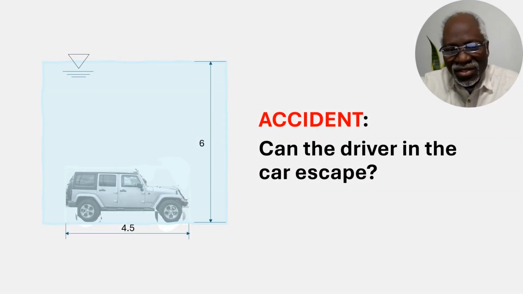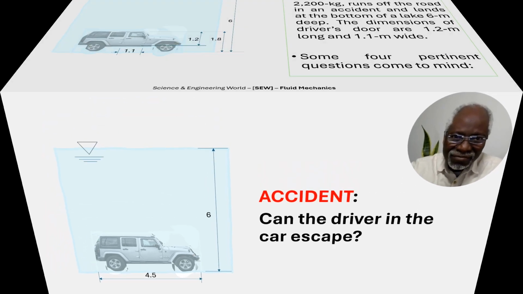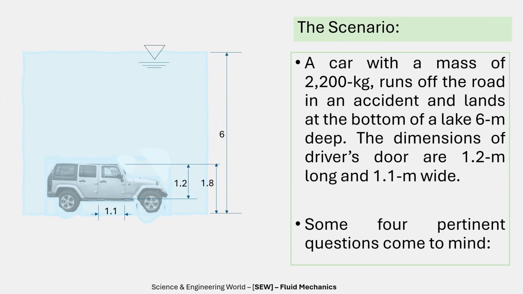In a serious accident like this, can the driver in this car escape on his own effort? Let's examine this. The scenario here is that a car with a mass of 2,200 kg runs off the road in an accident and lands at the bottom of a lake 6 meters deep. The dimensions of the driver's door are 1.2 meter long and 1.1 meter wide. Some 4 pertinent questions come to mind.